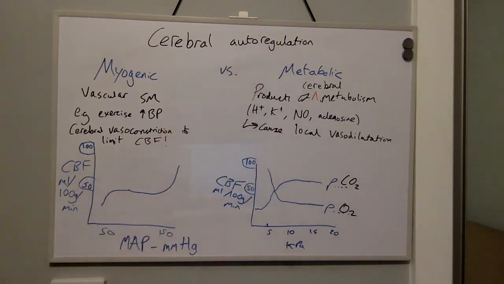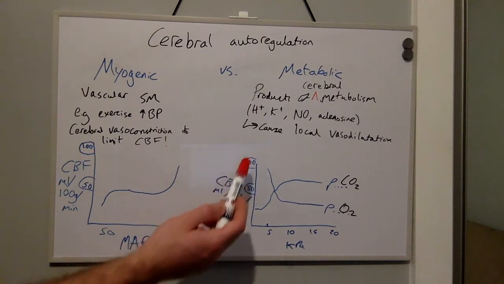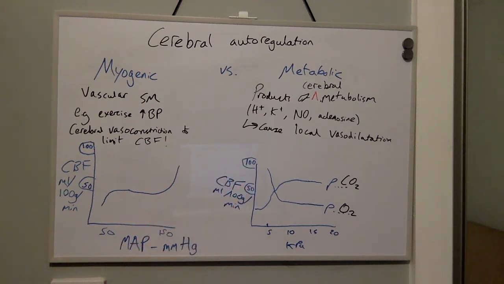And then we have the metabolic theory. So in the metabolic theory, we have products of cerebral metabolism, which include hydrogen ions, potassium ions, nitric oxide, and adenosine. And these products of metabolism are produced as a result of cerebral metabolism. And when these products are increased, there's local vasodilatation to increase blood flow to meet the metabolic demand of the brain.